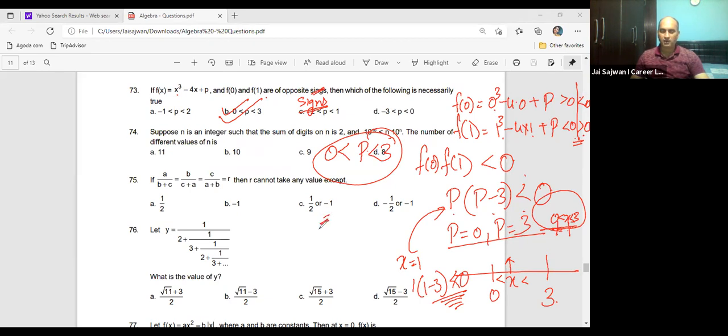Is it fine? Whenever a negative multiplies with positive, it is coming out to be negative. Whenever a positive multiplies with negative, it is coming out to be negative. Okay.